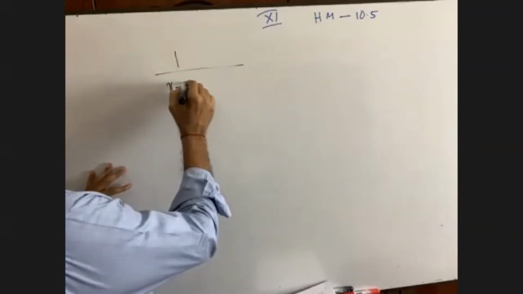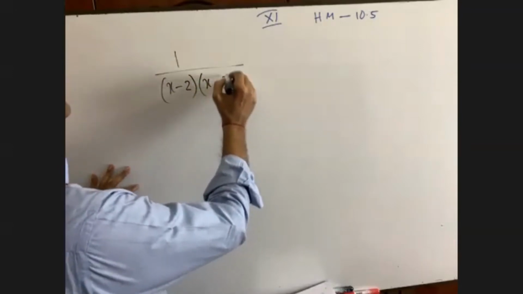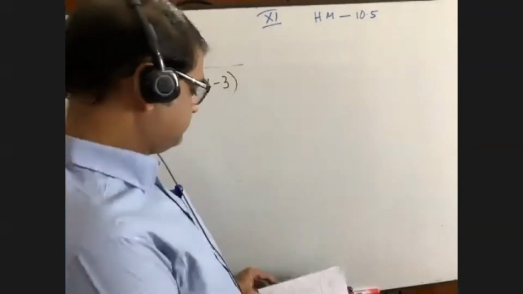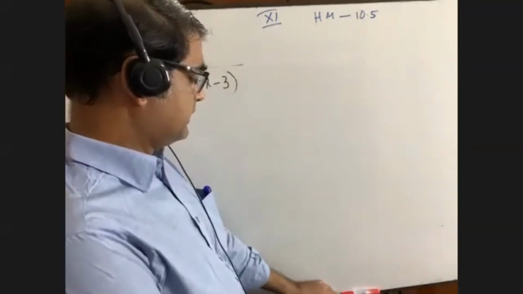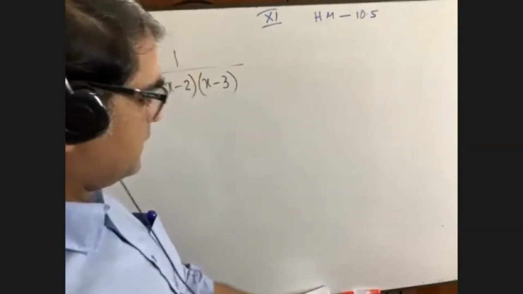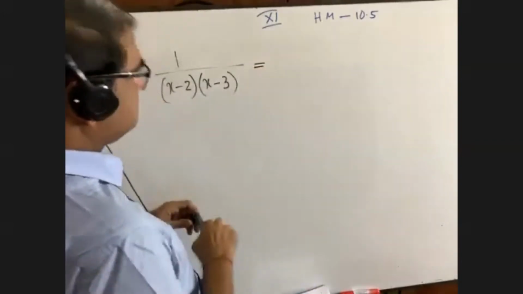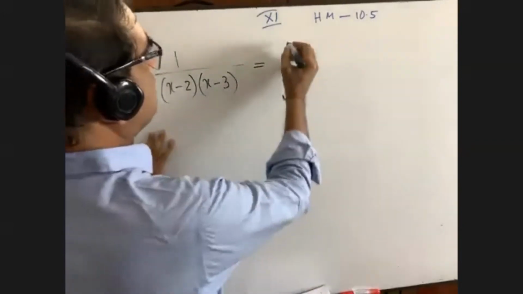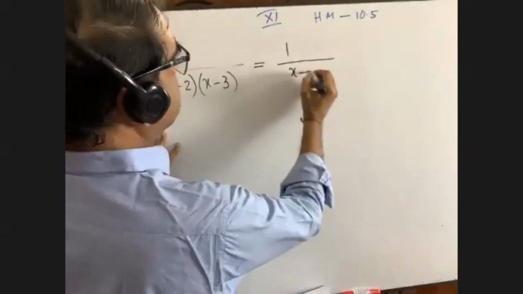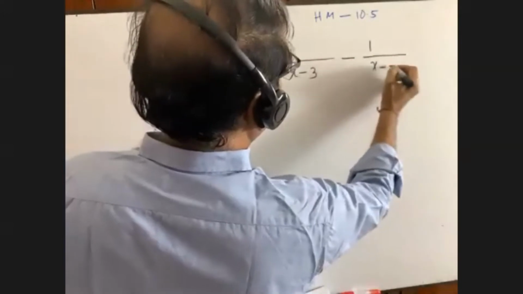1 by x minus 2 into x minus 3. You have to express it as the sum of partial fractions. Okay, without maintaining the steps, how can we do it? Suppose it can be written, you see, I am going to write down 1 by x minus 3 minus 1 by x minus 2.